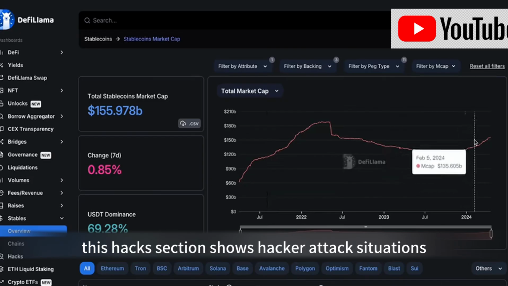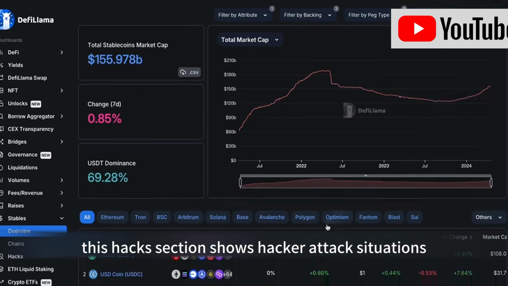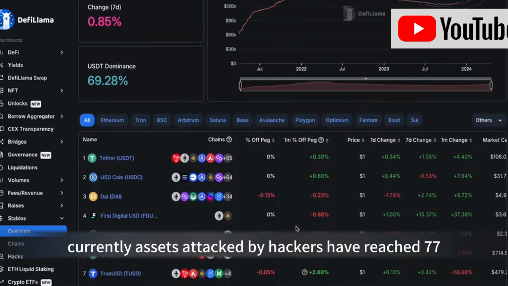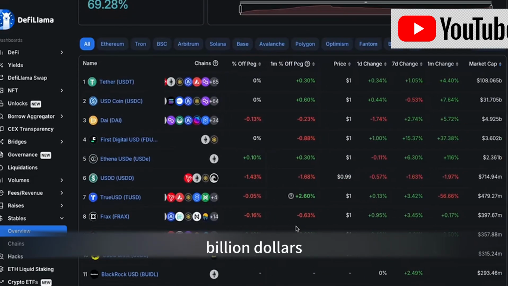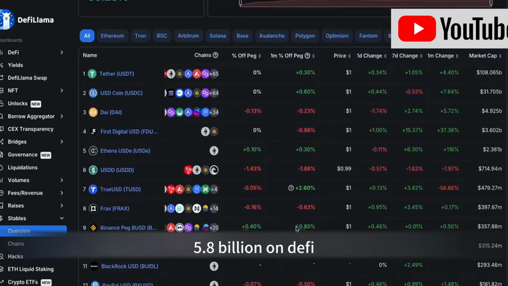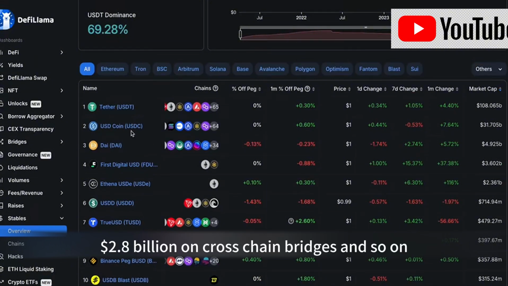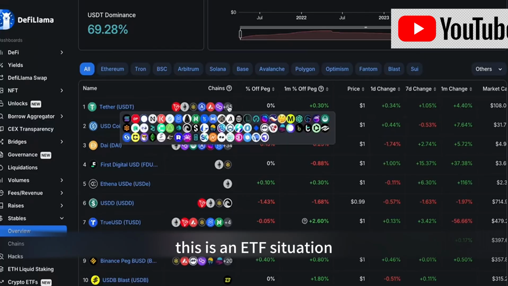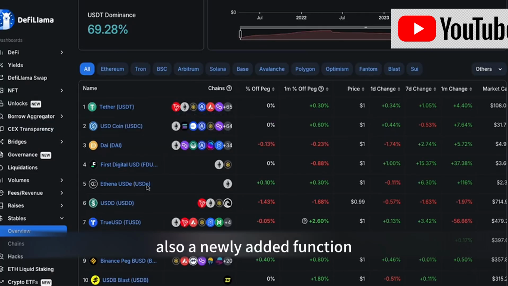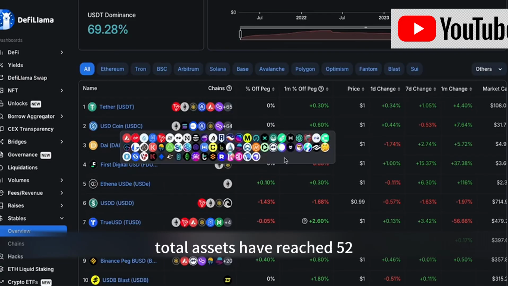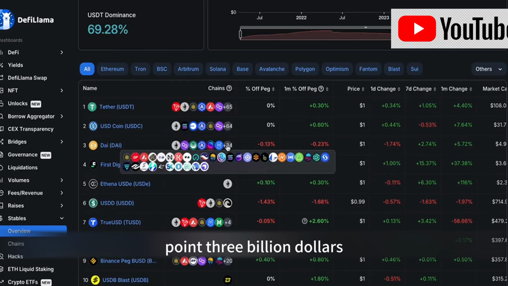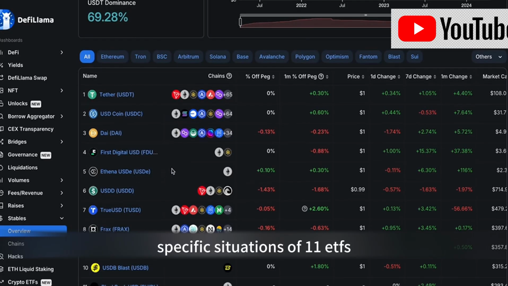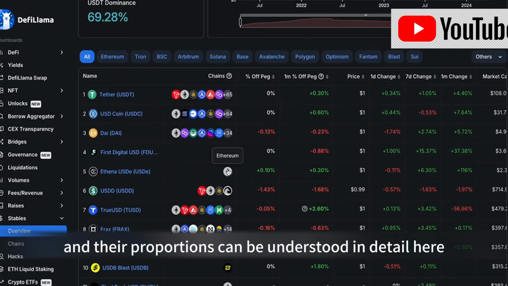This hacks section shows hacker attack situations. Currently, assets attacked by hackers have reached $7.7 billion, $5.8 billion on DeFi, $2.8 billion on cross-chain bridges, and so on. This is an ETF section, also a newly added function. We can see ETF trading situations. Total assets have reached $52.3 billion. Specific situations of 11 ETFs, and their proportions can be understood in detail here.